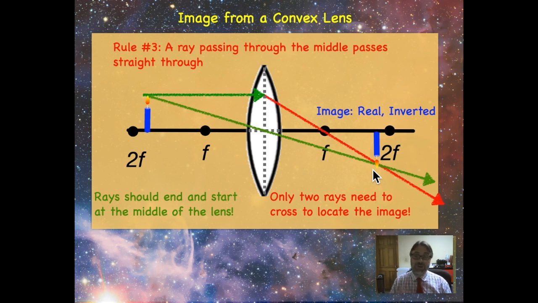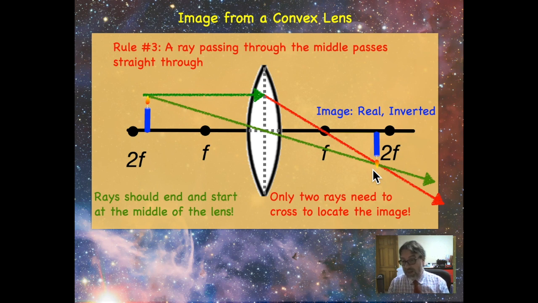Now remember the definition of a real image. A real image is one that I can shine on a piece of paper. If I put a piece of paper where that image is, I would see the image project the image of the candle upside down onto that piece of paper. And you might also remember we mentioned that when you're dealing with a single mirror or lens, a real image will always be inverted, and in fact, it works out this way.